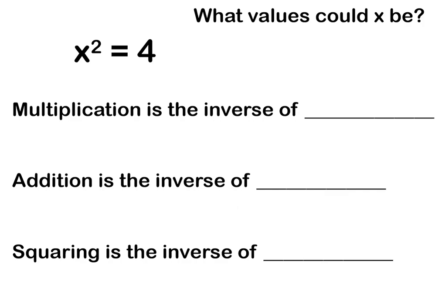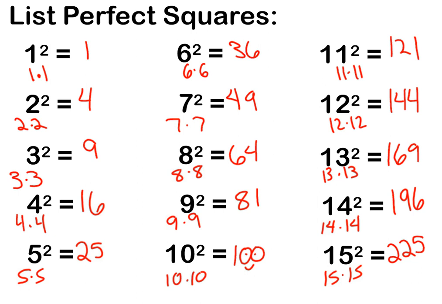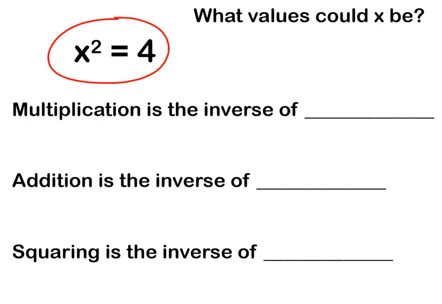Now, what values of x could I have if x squared equals 4? Well, in order to say x squared equals 4, I'm going to look at my list of perfect squares. I know that I have 4 when I look at 2. So if I go back to where it says x squared equals 4, I know 2 times 2 equals 4. 2 squared equals 4. So x could equal 2.